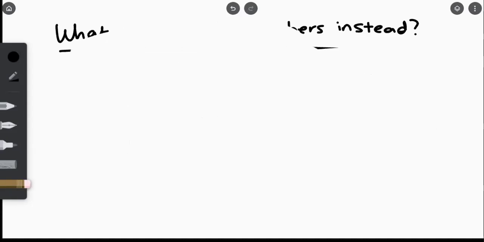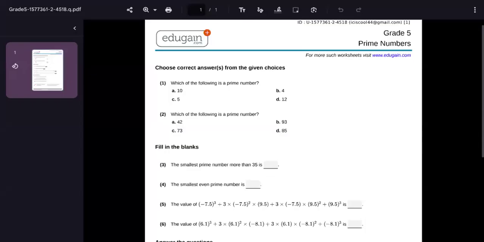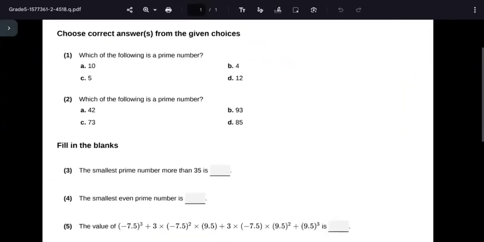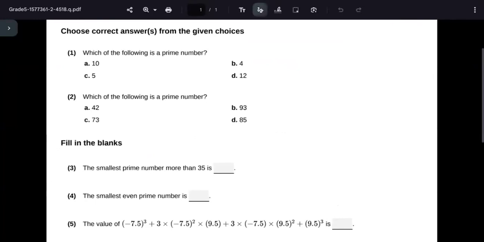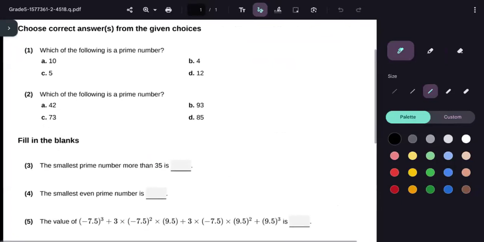Now let's move on to some real life practices. Okay, so this will be the real life practice that you'll be seeing from now onwards, which is right here. Boom. Okay, so this will be the one here. Okay, I got it from EduGain website, which is a tuition center. So yeah.